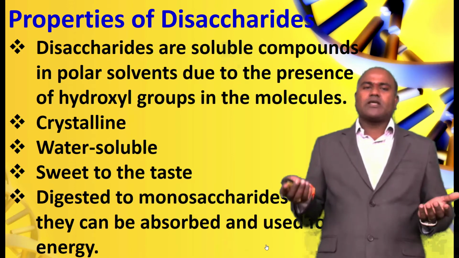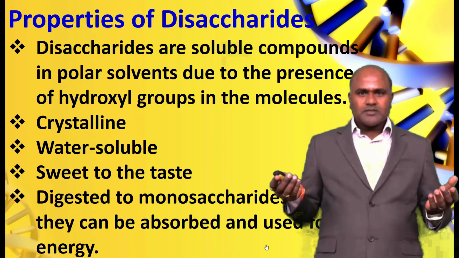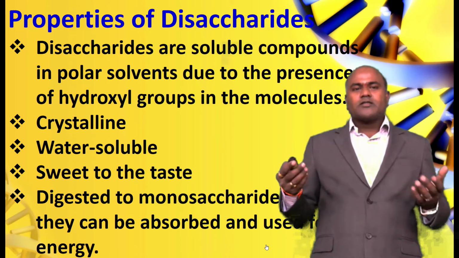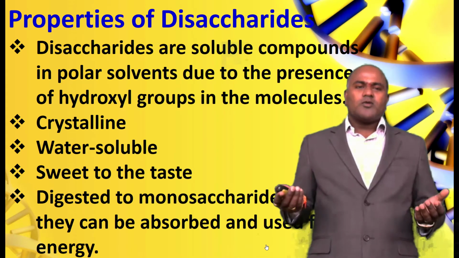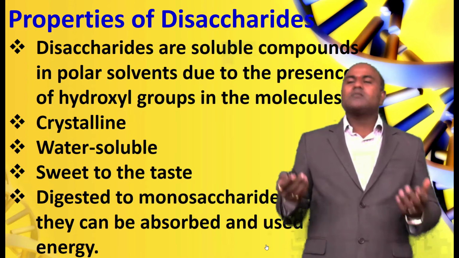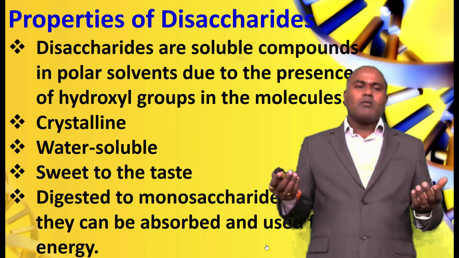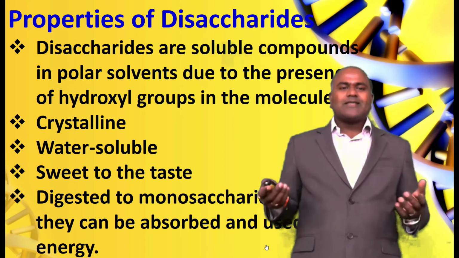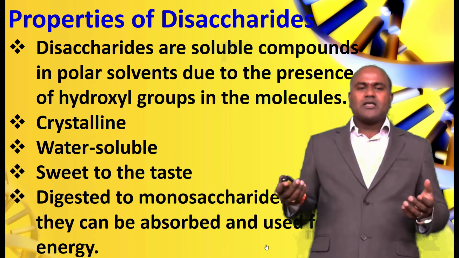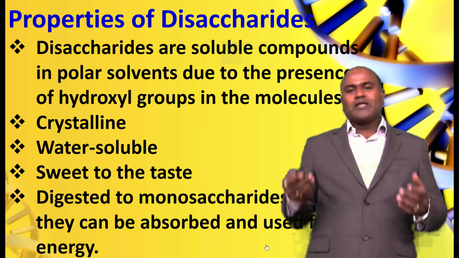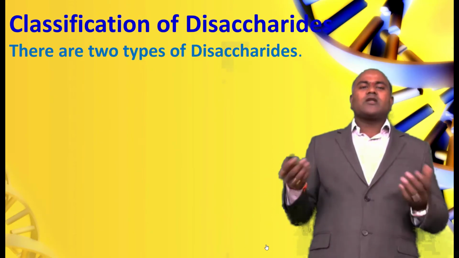What are the properties of disaccharides? Disaccharides are soluble in polar solvents. Why? Because these molecules contain hydroxyl groups. They are crystalline and water soluble compounds. Disaccharides taste very sweet, and they are digested to monosaccharides before they can be absorbed and used for energy.